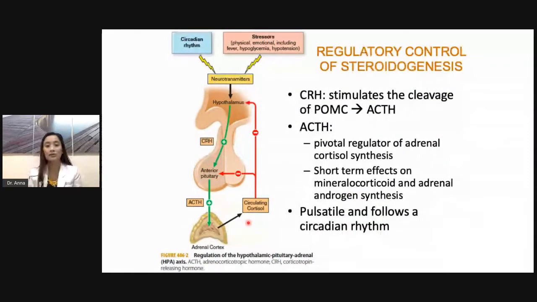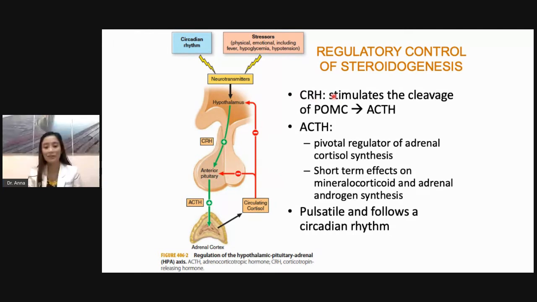So how do we control the synthesis and secretion of your steroid hormone? I'd just like to review the hypothalamic pituitary adrenal axis, and how this axis is regulated. So the hormone coming from your hypothalamus, the releasing hormone, is your CRH, or your corticotropin releasing hormone.